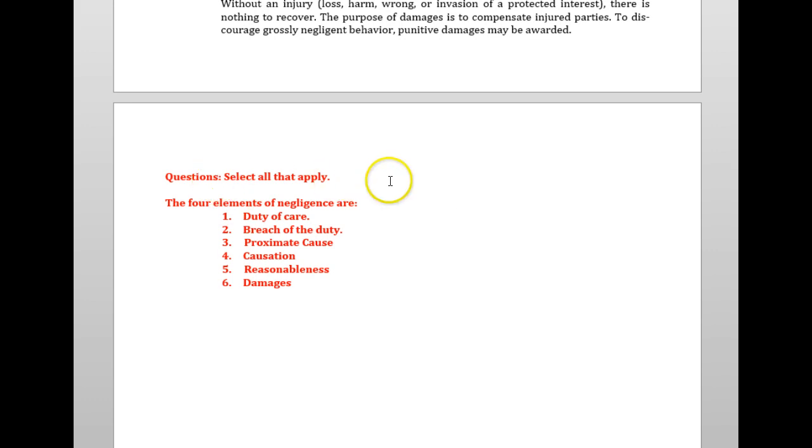Question: select all that apply. The four elements of negligence are duty of care, breach of duty, proximate cause, causation, reasonableness, or damages. You decide.